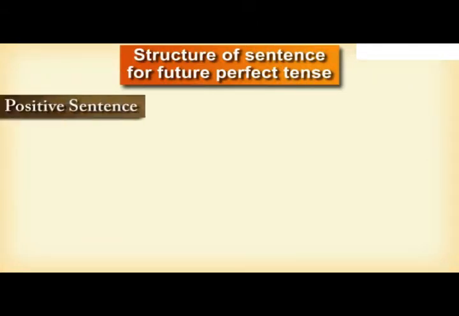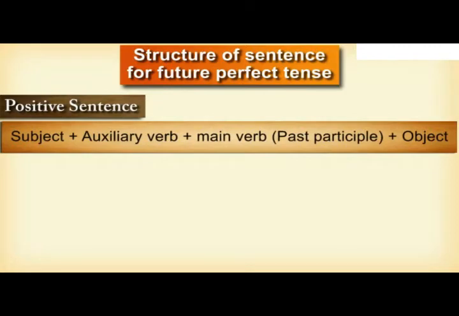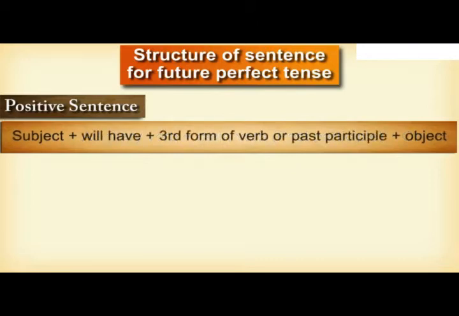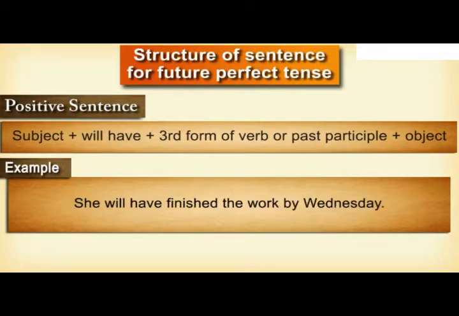Let us take the case of a positive sentence. The structure of the sentence will be subject plus auxiliary verb plus main verb or past participle plus object. That is, subject plus will have plus third form of verb or past participle plus object. For example, she will have finished the work by Wednesday.